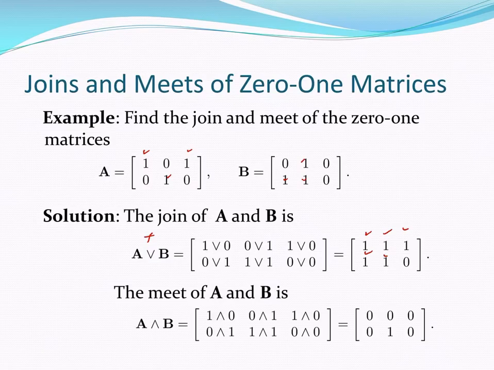Then with the meet, we have to have a 1 in both places, and there's only one place where there was a 1 in both places. Everywhere else will be a 0 on the meet. Okay.